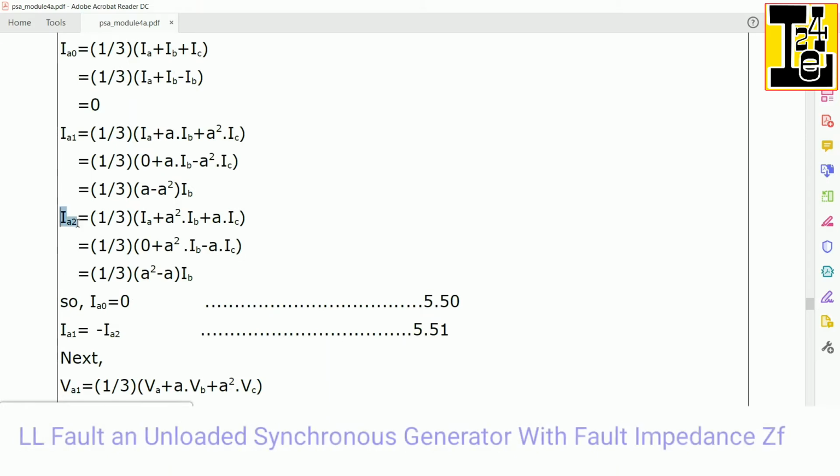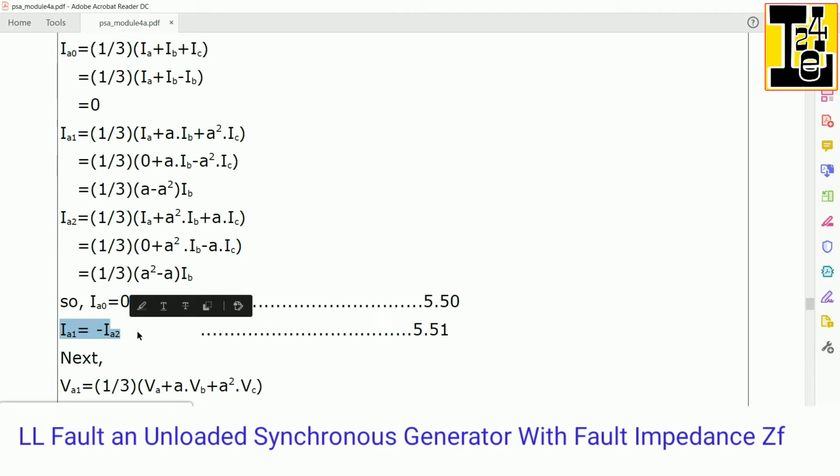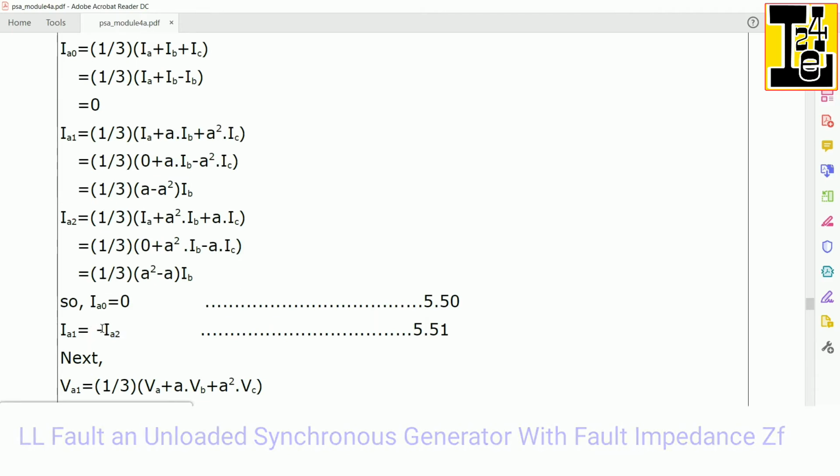We need to find IA2, that is equal to 1 by 3 into bracket IA plus A square IB plus A IC. As IC and IB are opposite to each other, we can substitute in the place of IC as minus IB. We can get 1 by 3 into bracket A square minus A into IB. So by these expressions, we can say that IA1 is equal to IA2, but they are flowing opposite to each other. That's why the minus sign is coming into the picture.